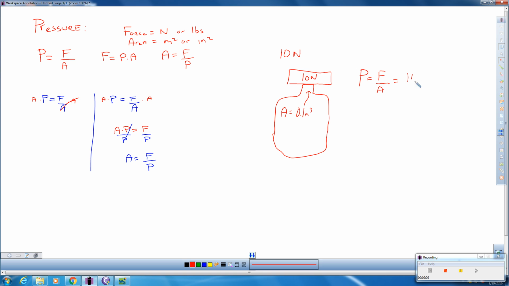If we want to find the actual pressure, the pressure here is force over area, which is 10 Newtons divided by 0.1 meters squared. Sorry, this should be squared, not cubed. We're talking area, not volume. When you take 10 divided by 0.1, you should get 100, and a Newton per meter squared is a Pascal. So we should get 100 Pascals for this pressure.